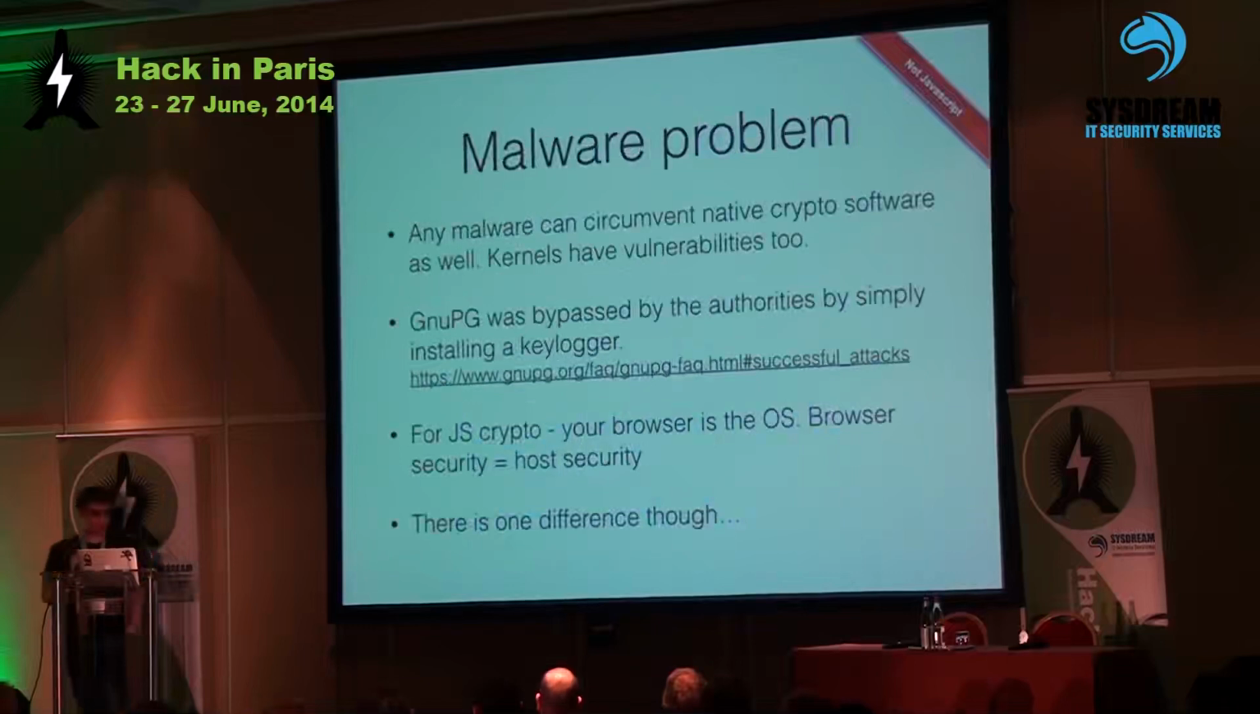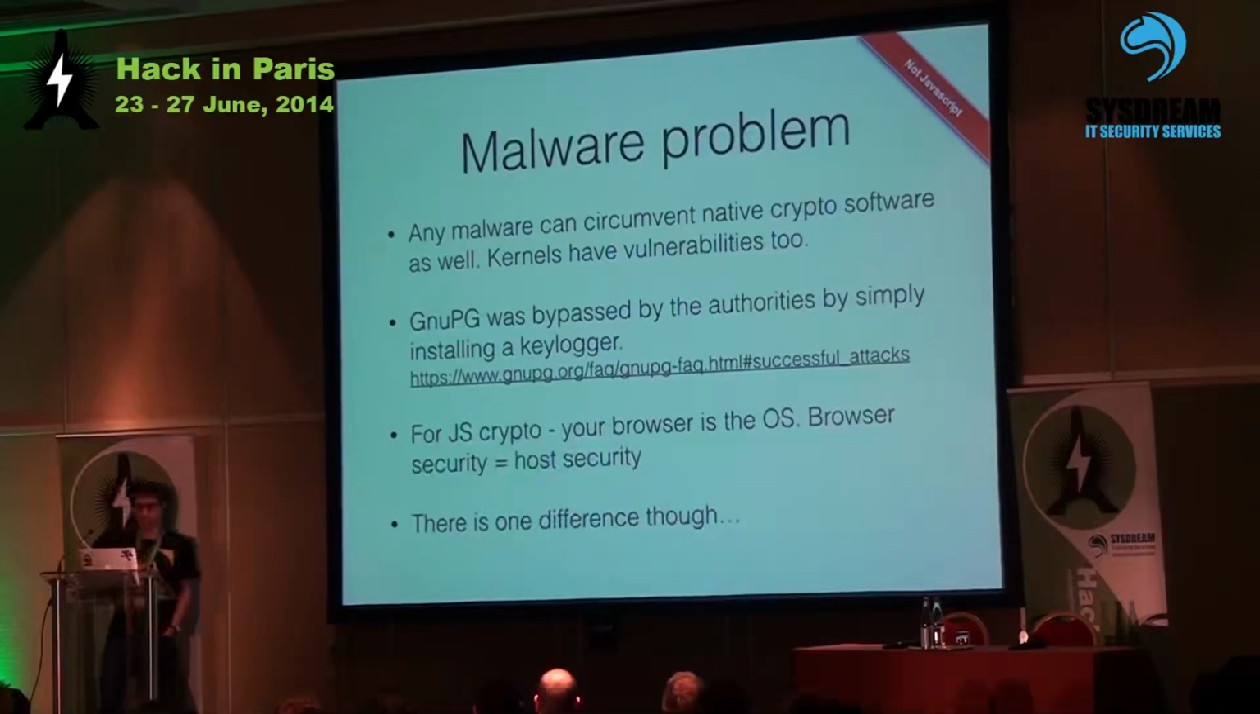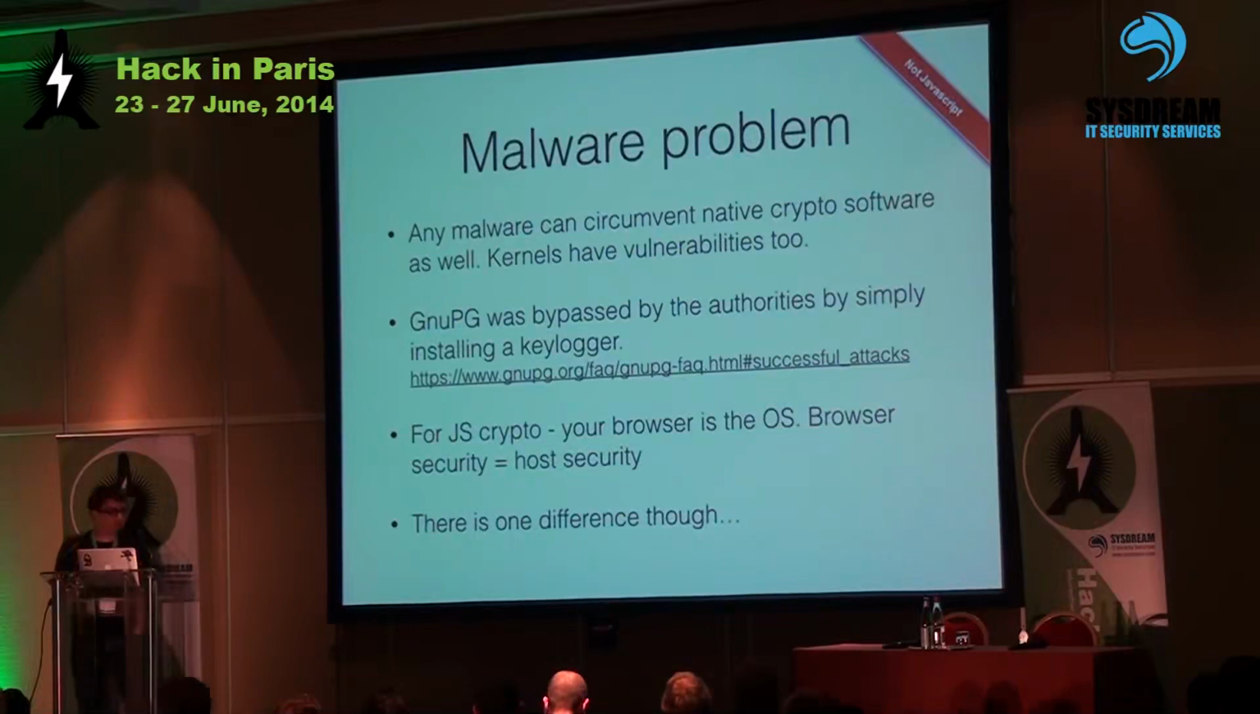I would argue that this is a malware problem. I mean, if you want to be so paranoid as to try to protect your JavaScript crypto application from exploits targeted at the browser, it's similar to trying to protect native crypto applications from someone triggering a kernel exploit. And actually, yeah, this has been done. GnuPG, even in their FAQ, mentions that GnuPG has been bypassed by the Drug Enforcement Administration authorities by simply installing a keylogger on the victim's machine. So yeah, there was no crypto involved. They just pwned the machine.